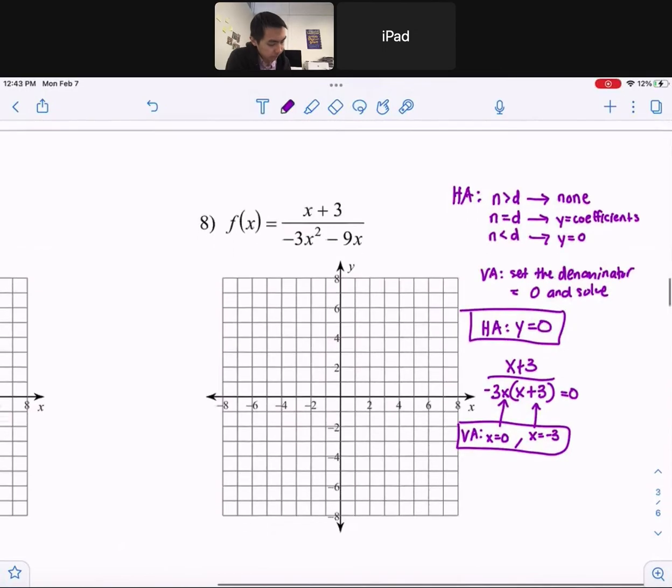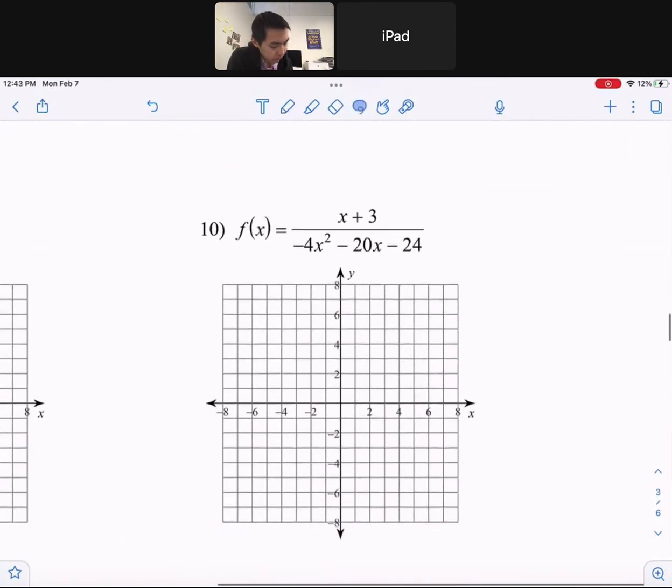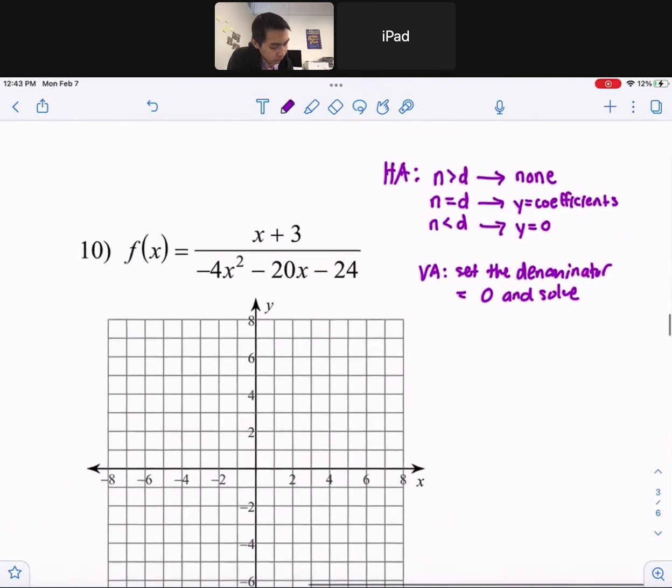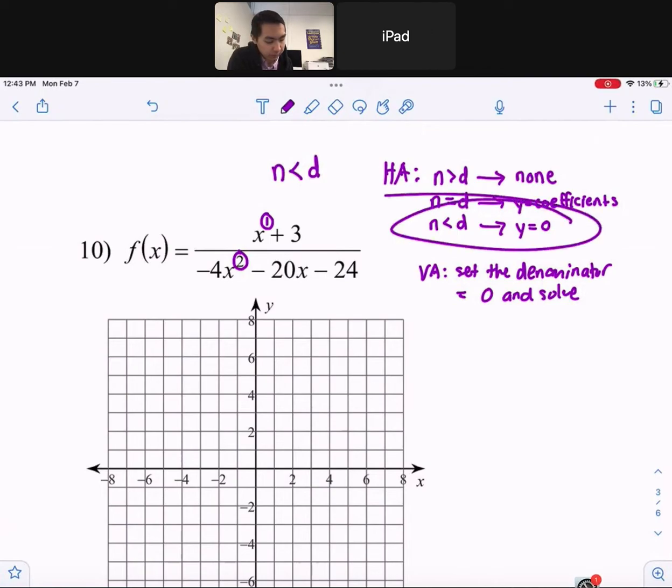Okay, and lastly, I'll just go over number 10 with you guys. So, horizontal asymptote first. The degree of the top is 1. The degree on the bottom is 2. So the numerator's degree is less than the denominator's, which is this scenario, right? So horizontal asymptote is y equals 0.